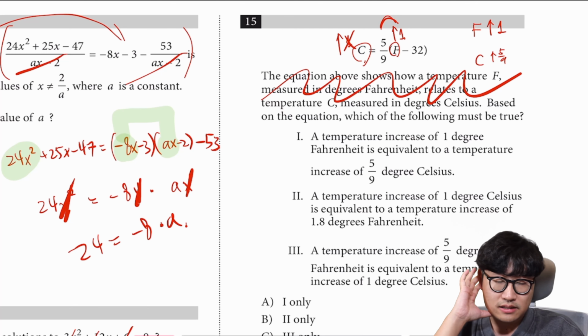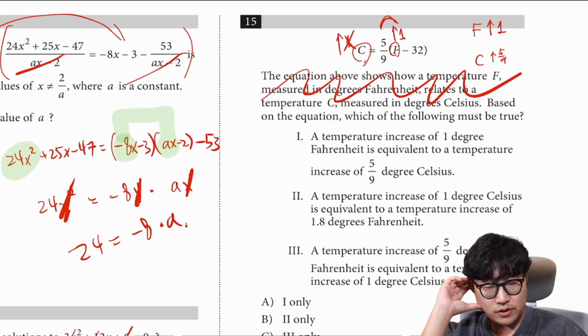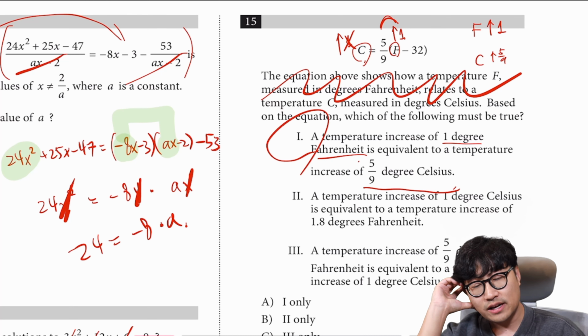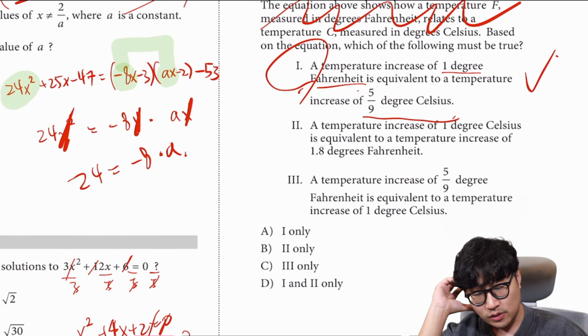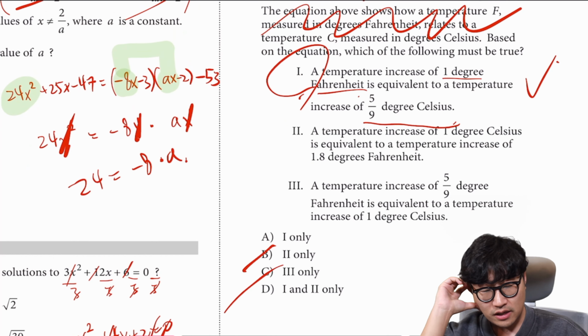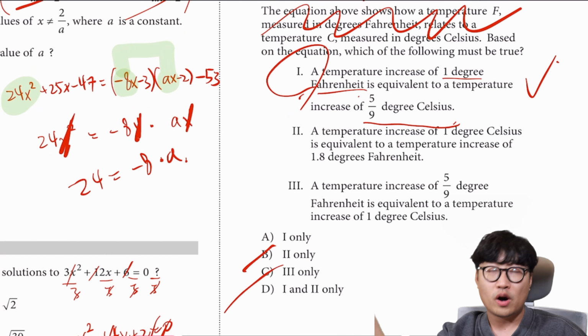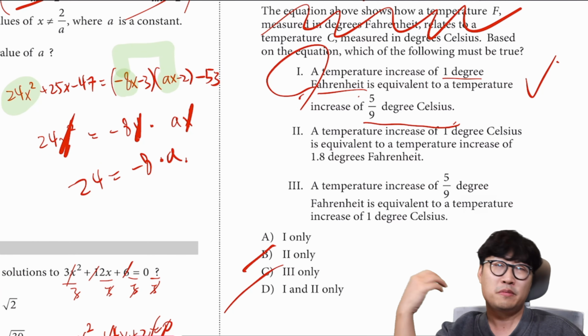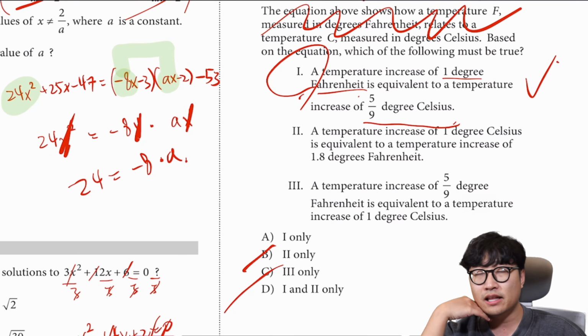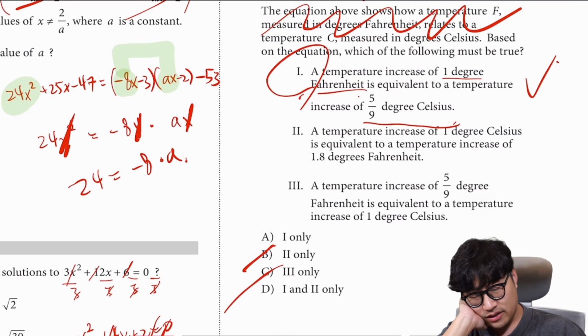So given that, let's look at some answer choices. 1. A temperature increase of 1 degree Fahrenheit is equivalent to 5/9 degree Celsius. That's literally what I just said, right? So that's cool. If you look at the answer choices, you can take out B and C immediately. So at this point, you're between 1 only versus 1 and 2. That probably means 3 is not going to work. Why would you check that? I'll check it, but you really shouldn't have to.